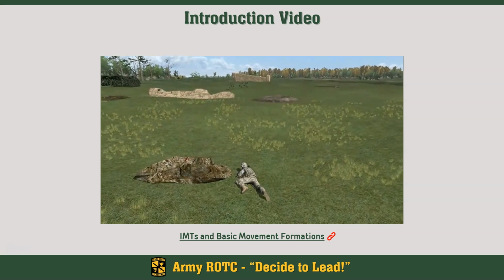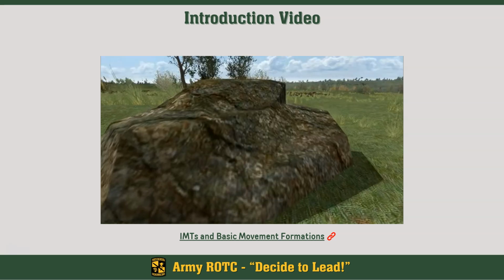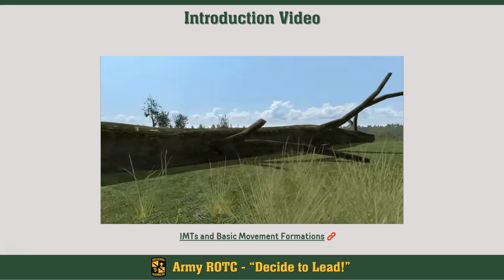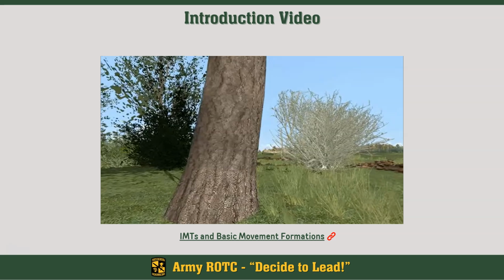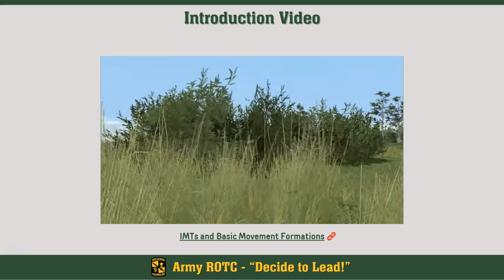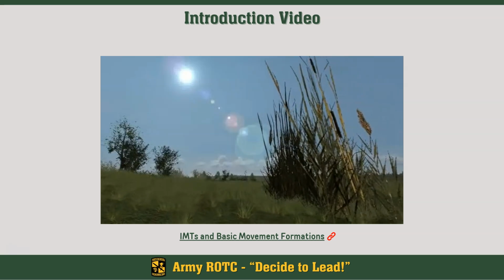Before moving, you must first select the next spot to go to and the best possible route to that spot. You must search the terrain to your front for features that provide cover or concealment. Cover provides protection from bullets and fragmentation while also concealing you from enemy observation. Cover can be natural or man-made. Concealment is anything that will hide you from enemy observation but does not protect you from enemy fire.